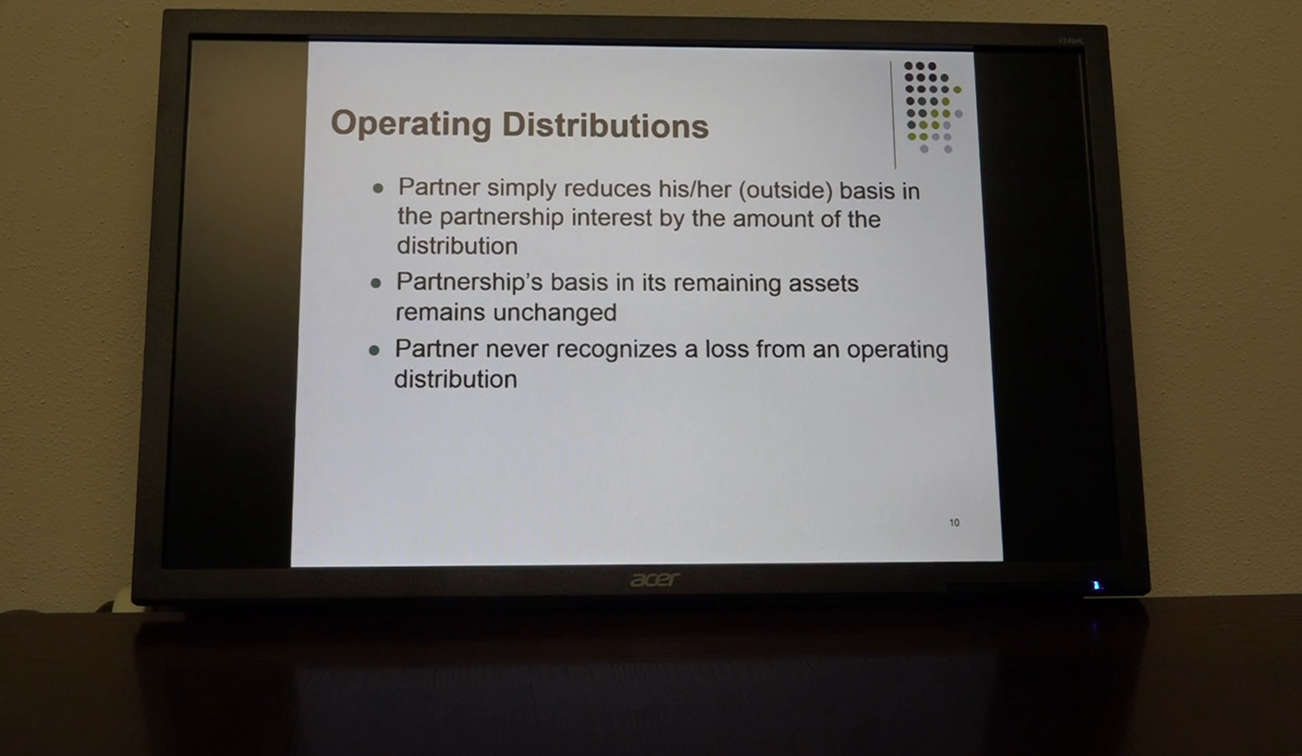And so the partner reduces their outside basis by the amount of the distribution. Of course, if the distribution's greater than the amount of their outside basis, they'd reduce their basis to zero, and then the excess of the difference between the distribution and their outside basis would be capital gain. Note that the partnership's basis in its remaining assets remains unchanged.